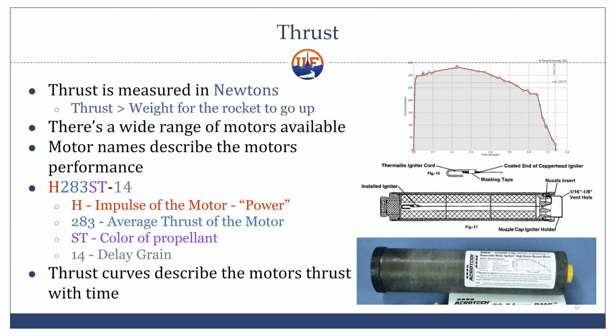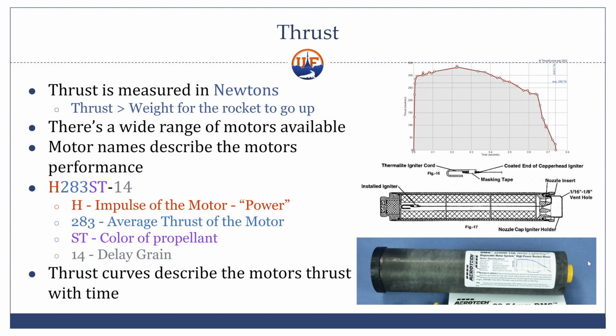So in this case, the H is the impulse range, or I guess consider that the power of the motor. The 283 is the average thrust of the motor, which is measured in newtons. And then the ST is the color of the propellant. And then 14 is the delay grain. That's the amount of seconds from ignition that the motor will take until it finally shoots out its ejection charge. The ejection charge is what actually shoots out the payload. So just think of it like a little explosive that goes off in the airframe, that's contained at least, but it'll basically separate the rocket, which allows us to deploy our parachute.